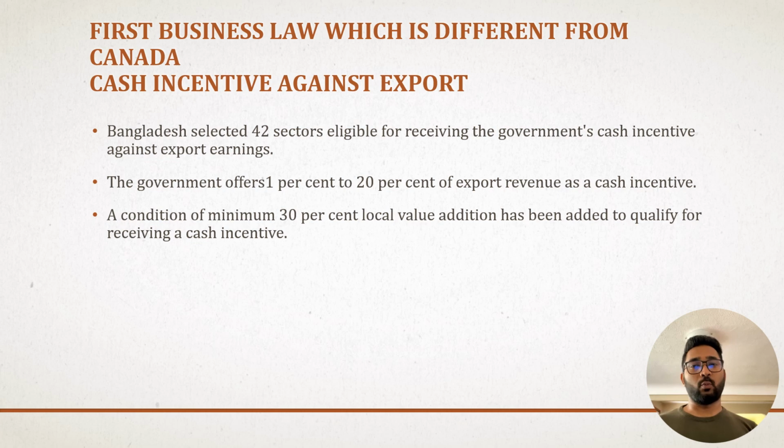The government offers 1 to 20% cash incentive against exports, and there are a few conditions which companies have to meet to get this cash incentive support from our government. The main condition is that companies must use at least 30% local product, which will be counted as value addition. If the company can use at least 30% of our local product, they are eligible for getting this export incentive.